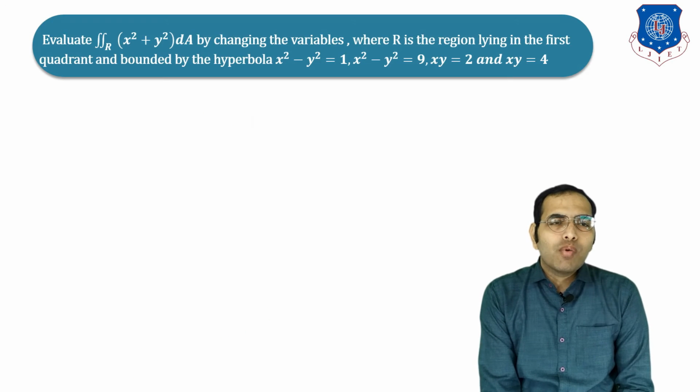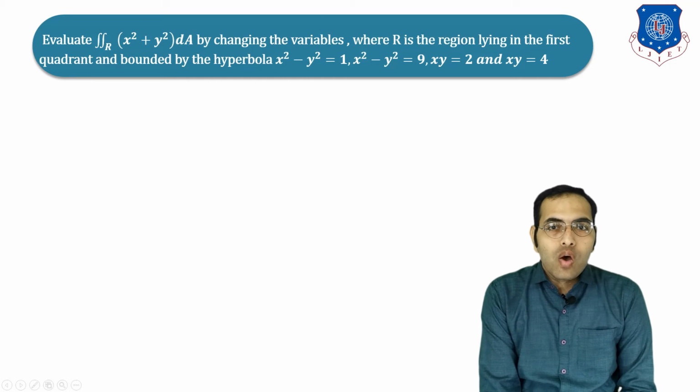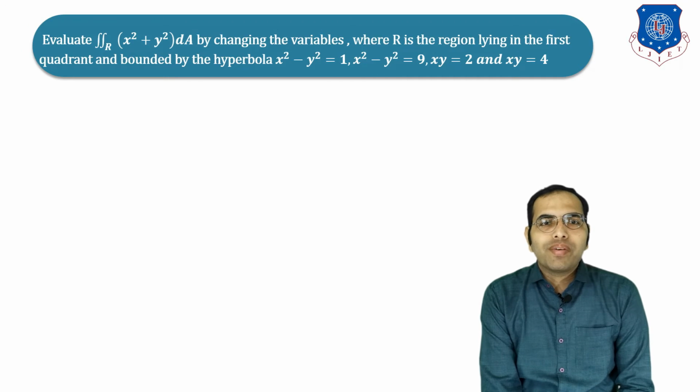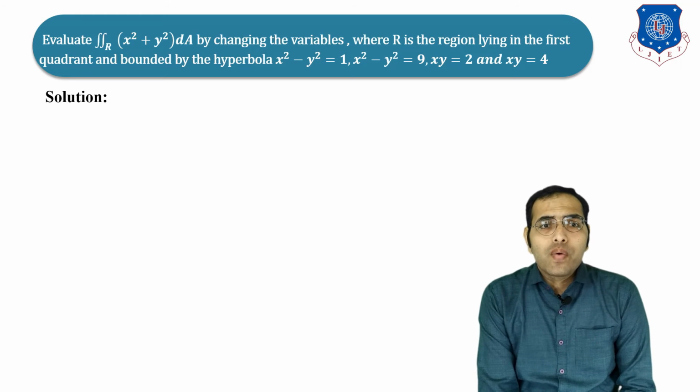Similarly, one more example: double integral over R of (x square plus y square) dA by changing the variables, where capital R is the region lying in the first quadrant and bounded by the hyperbolas x square minus y square equal to 1, x square minus y square equal to 9, xy equal to 2 and xy equal to 4.